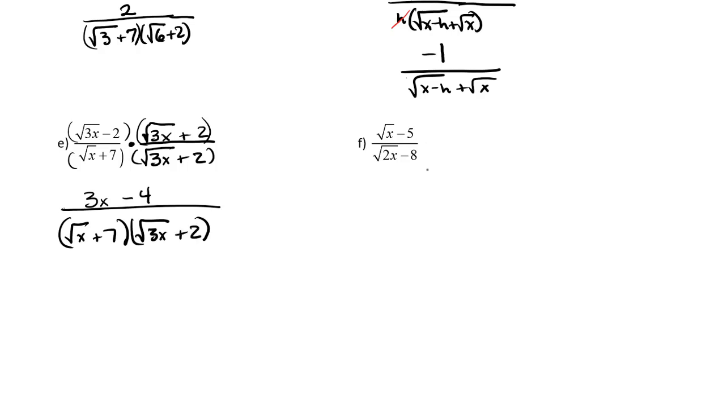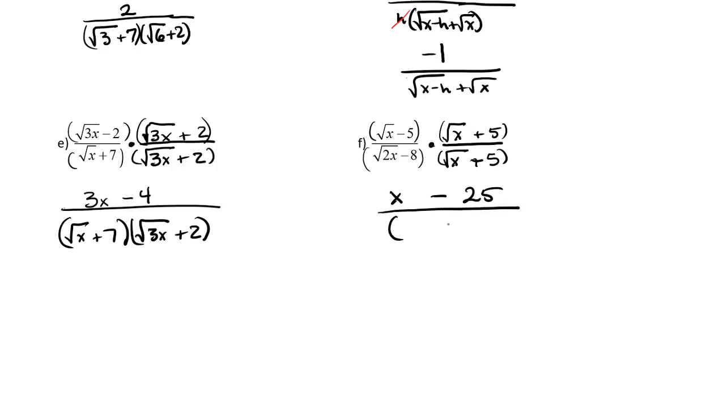And lastly, we have root x minus 5 over root 2x minus 8. If we multiply by the conjugate in the numerator, we'll have root x plus 5. And whatever we multiply in the numerator, we also have to multiply in the denominator, root x plus 5. And now let's FOIL that. We'll have an x minus 25. In the denominator, we'll be left with two binomial factors. I'm not going to FOIL them out. Root 2x minus 8 times root x plus 5.